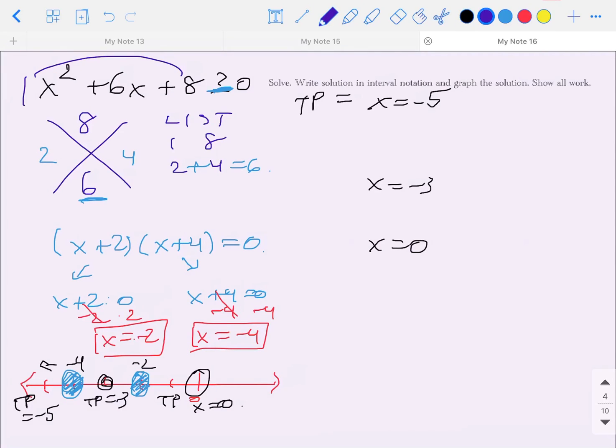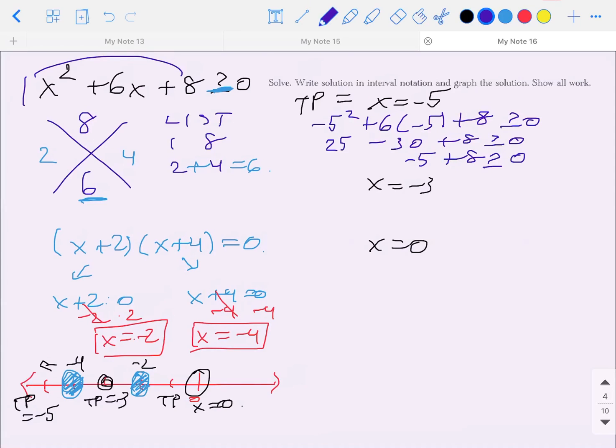Substitute. So negative 5 squared plus 6 times negative 5 plus 8 must be greater than or equal to 0. So that's 25 minus 30 plus 8 must be greater than or equal to 0. That's negative 5 plus 8. And that becomes 3 is greater than 0. So that matches. So therefore, this is part of the solution.